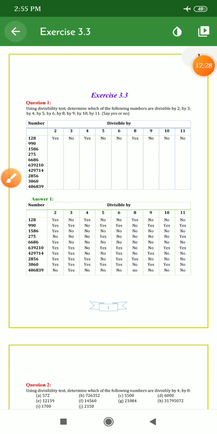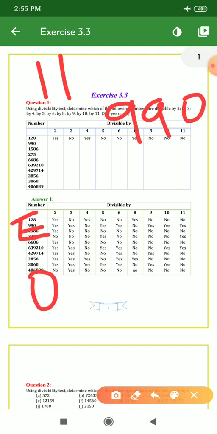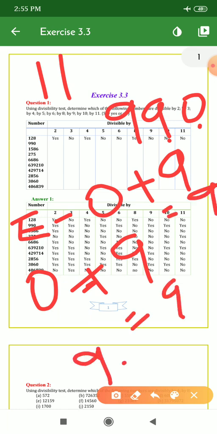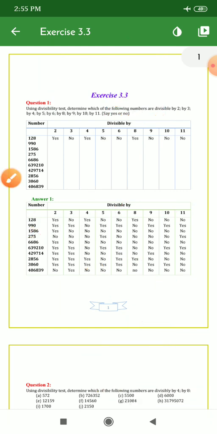Now we proceed for 11. The number in question is 990. Even here you take, odd here you take. Even के लिए 0 will come, then 9 will come here, then this 9 will come here. इसका सम हो गया 9 और इसका भी सम था 9. So 9 minus 9 is 0, so it will definitely be divisible. 990 will be divisible by 11. So the answer is yes.